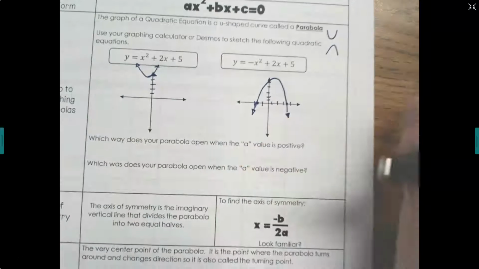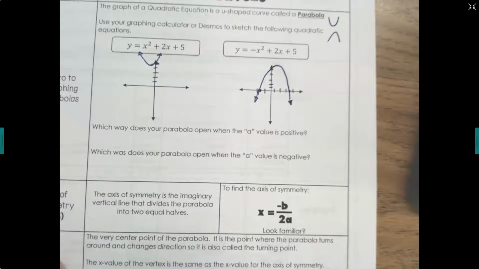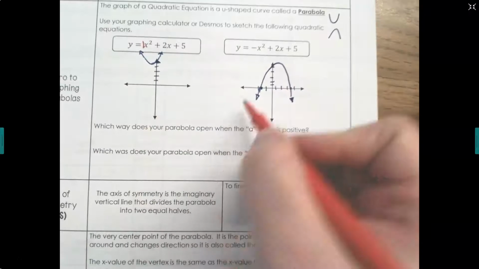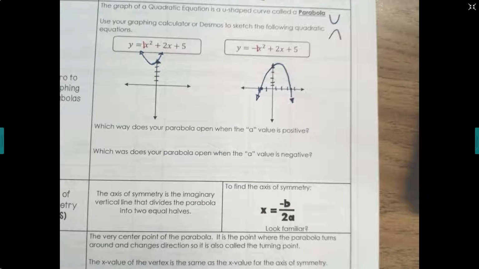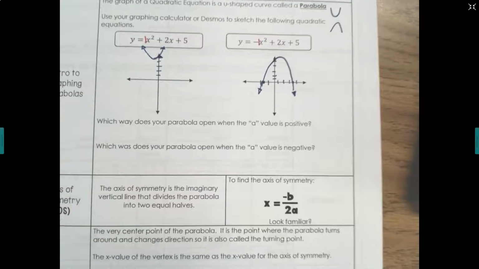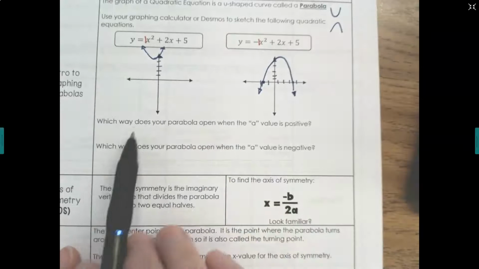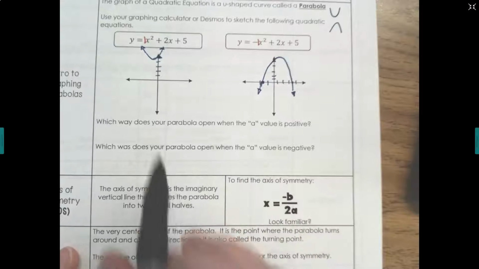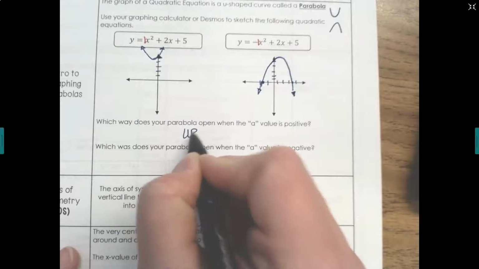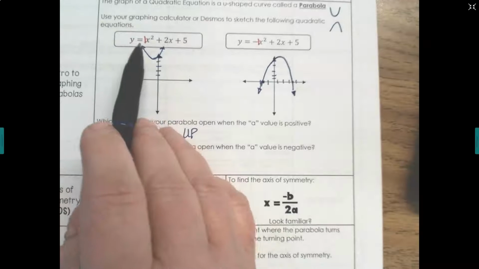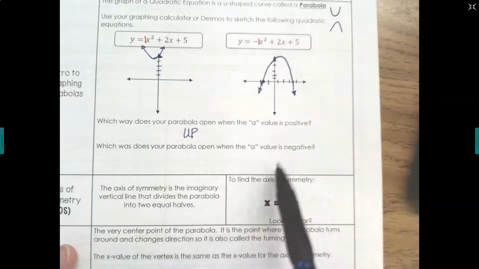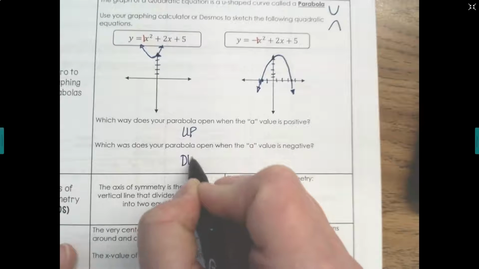Okay, so now let's take a look. The equations are almost identical between the two of these, and the difference is this equation has a positive one and this equation has a negative one. That is the only difference between them. And so the purpose of this is, when we're looking at an equation, if the parabola opens up, the a value will be positive. When the a value is positive, your parabola opens up. And that will always be true. If you look at an equation and a is a positive number, your graph will open up. If a is a negative number, then your parabola will always open down.